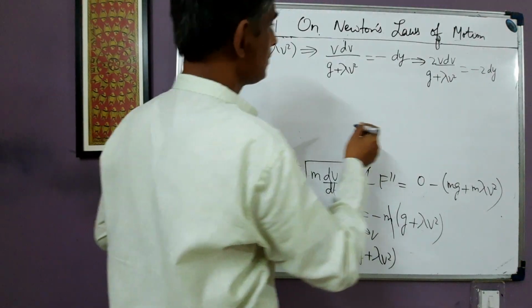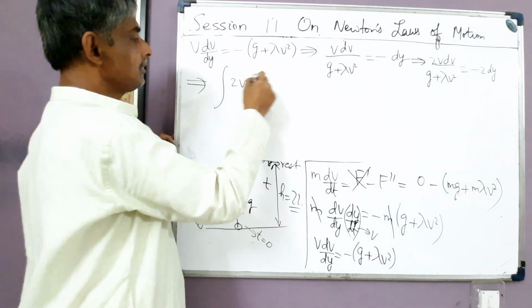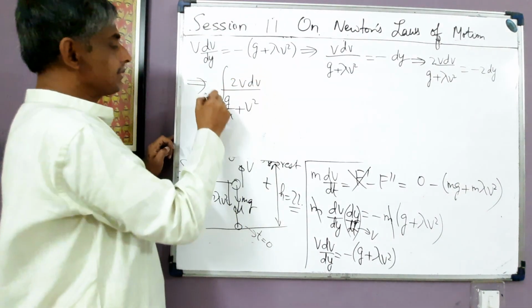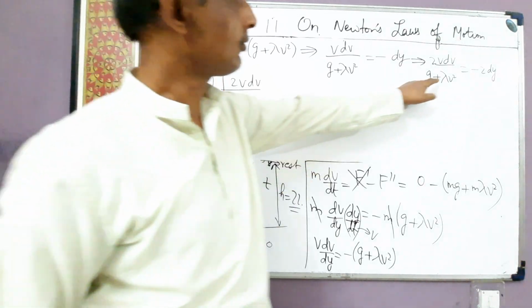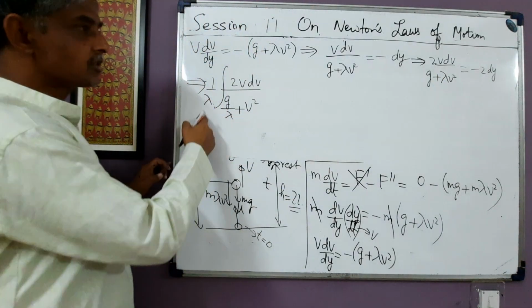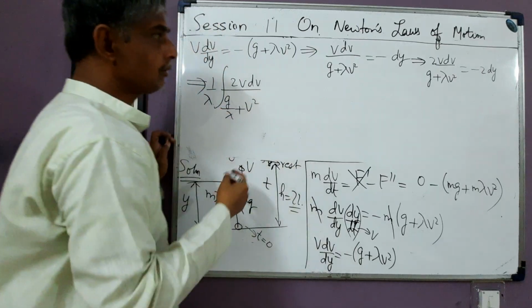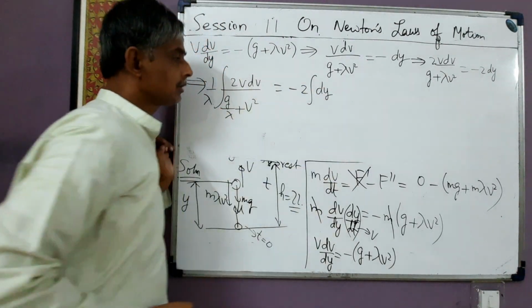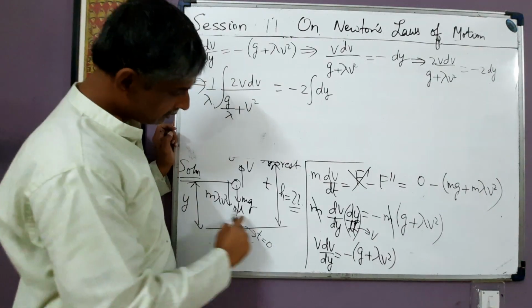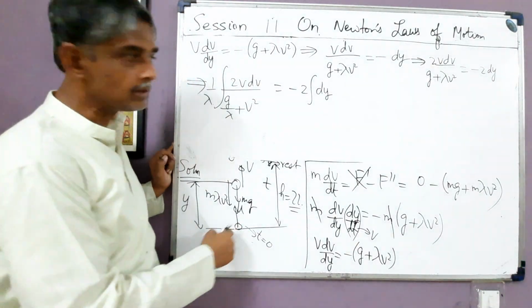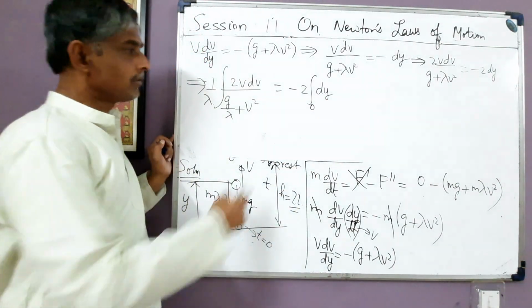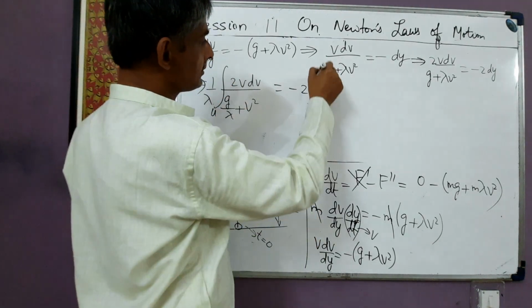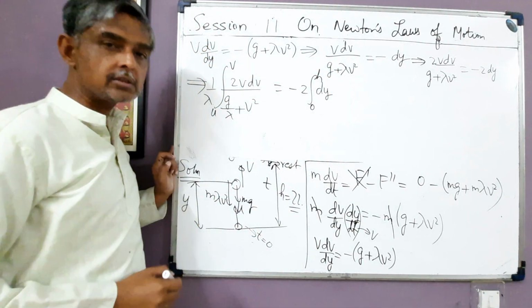So this becomes 2v dv by g by lambda plus v square. I have taken lambda common outside; lambda is constant, so it comes outside the integral. This becomes minus 2 integral dy. Now what is going to be the limit of y? Initially the block was at ground, and y is being measured from the ground itself, so initially y was 0. When y was 0, the initial v was just equal to u. And when y becomes h, the maximum height, its speed v becomes 0 instantaneously.